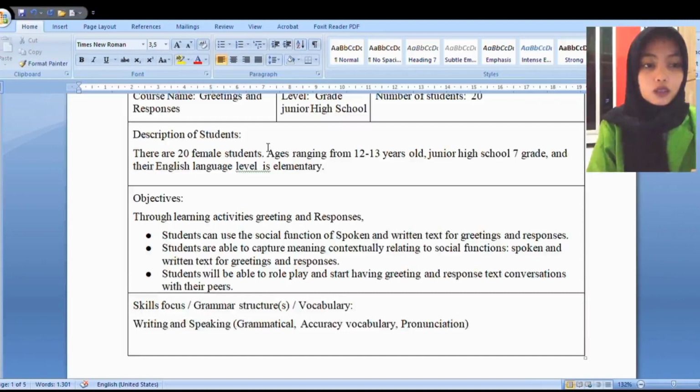Students can use the social function of spoken and written text for greetings and response. Students are able to capture meaning contextually relating to the social function of spoken and written text for greetings and response. Students will be able to role play and start greeting and response text and conversation with their peers. Skill focus or grammar structure: writing and speaking, because students focus on the skills of writing and speaking.